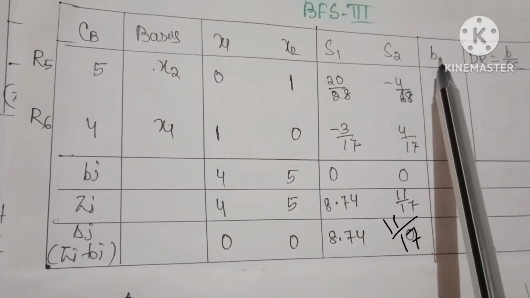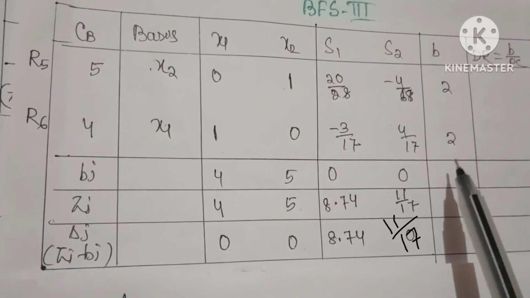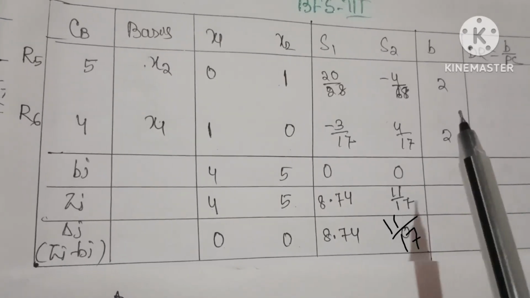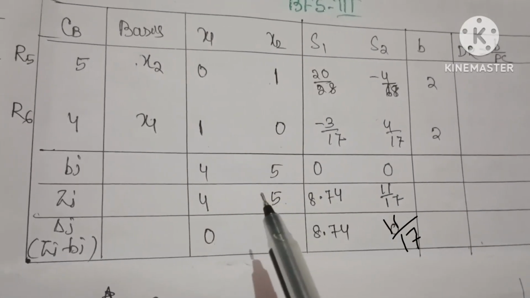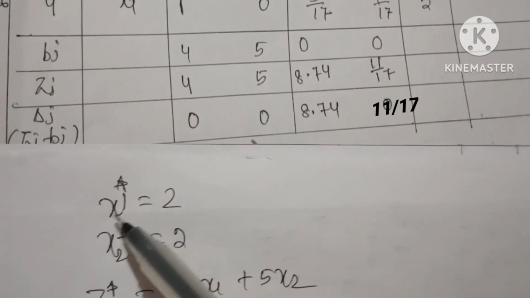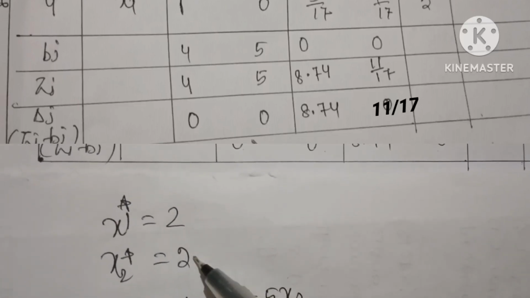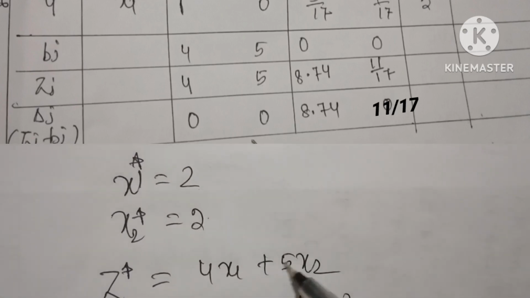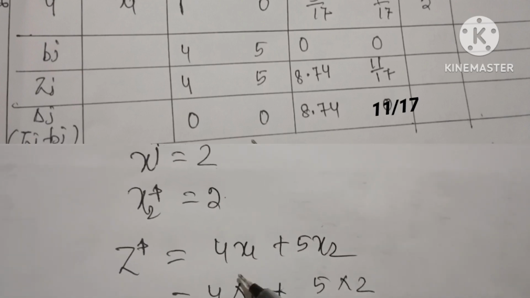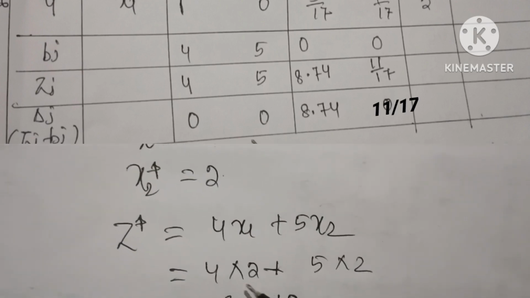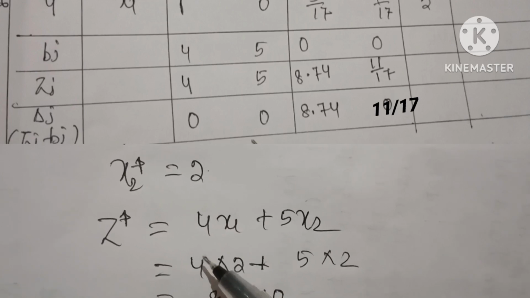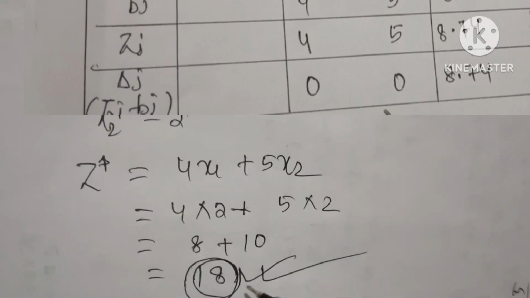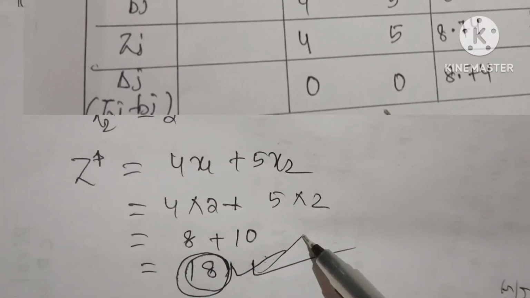As we know, this column represents the solution column, so the values in the solution column represent the optimum values for the basis variables or the structural variables. Now we find x1 optimum is 2 and x2 optimum is 2. Now we'll calculate z optimum. So z optimum equals 4x1 plus 5x2. By simply putting in the values of x1 and x2, we calculate z. So this equals 4 into 2 plus 5 into 2, which equals 8 plus 10, which equals 18. So this is your optimum value.